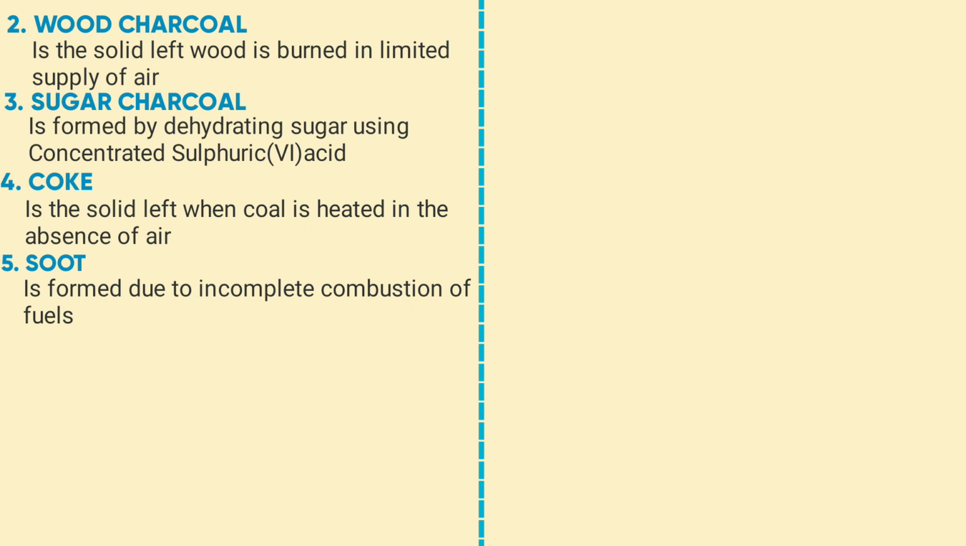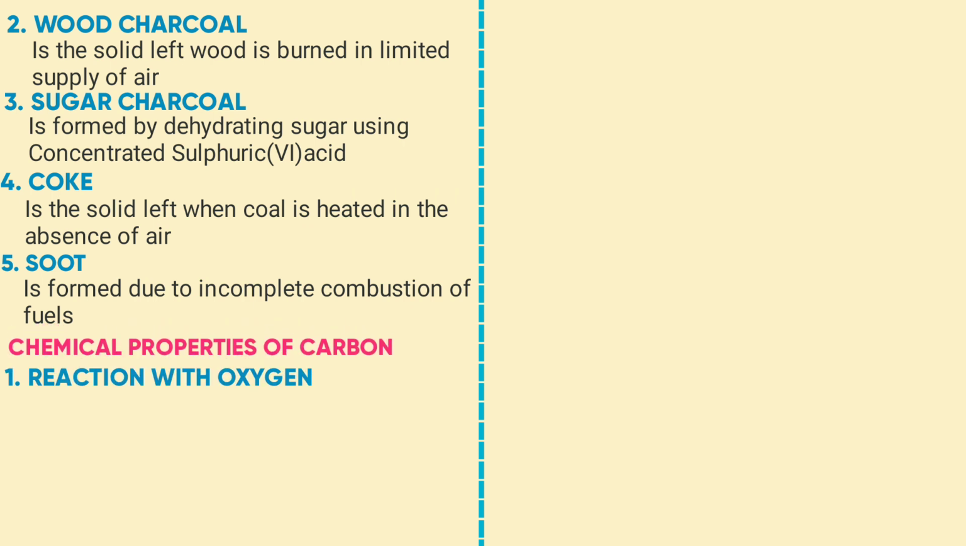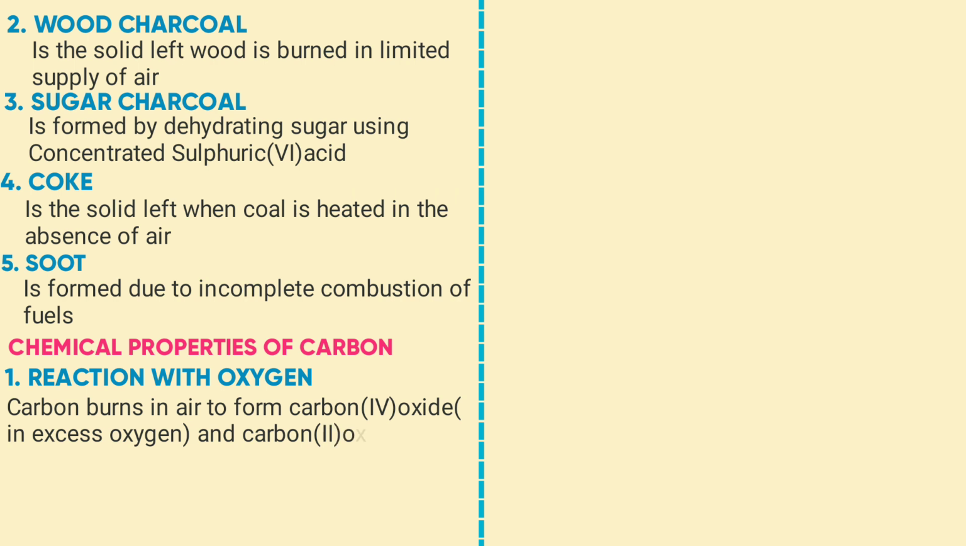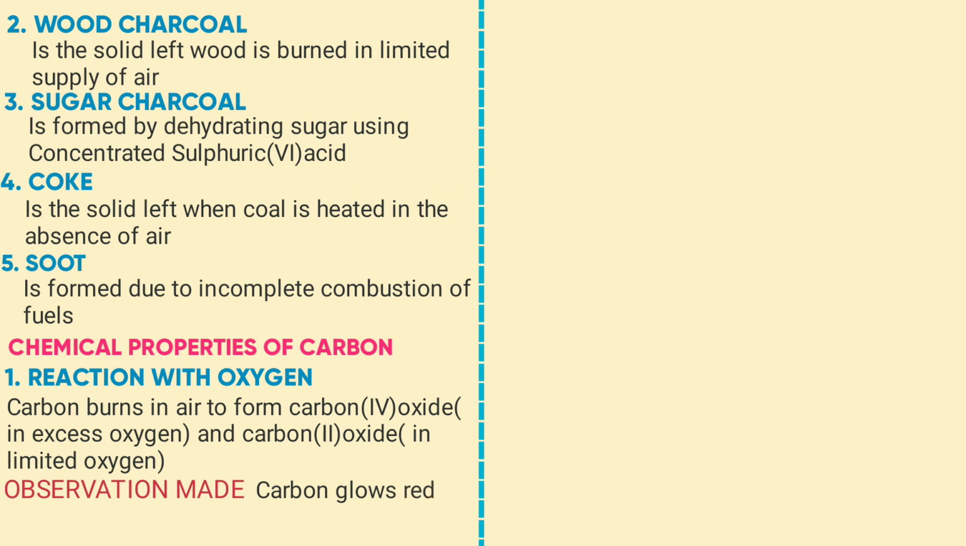Now next we want to look at the chemical properties of carbon. Number 1 is reaction with oxygen. Carbon burns in air to form two types of oxides. It forms carbon(IV) oxide in excess oxygen and carbon(II) oxide in limited oxygen. Observation made is carbon glows red. Carbon glows red when heated in air. Reason: because the reaction between carbon and oxygen is exothermic.